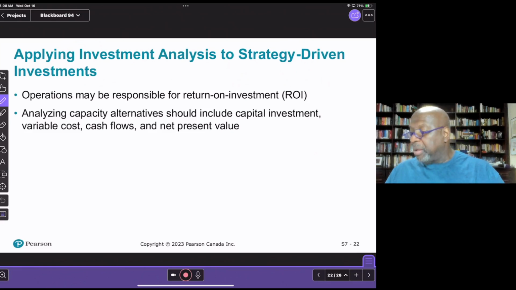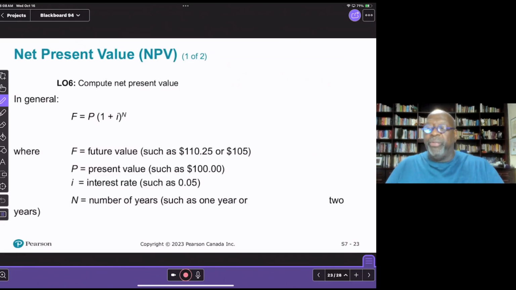All right. So here's the basic formula. The future value of an amount, F, is equal to P, which is the present value, times 1 plus I, which is the interest rate, to the power of N, where N is the number of periods or the number of years, such as 1 year, 2 years, 3 years, 4 years, and so on.